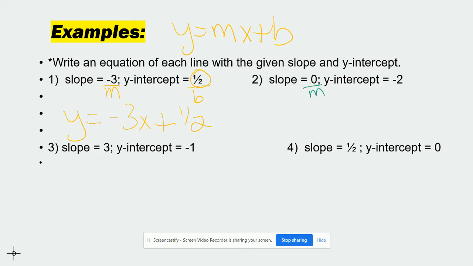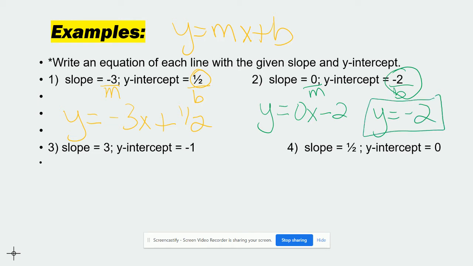Slope, or m, is 0. Y-intercept, or b, is -2. So y is equal to 0x minus, because our b is -2. 0 times x is 0, so we really don't have that there, and we just have y is equal to -2.